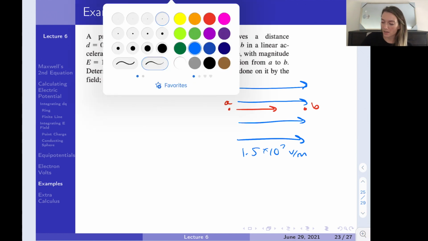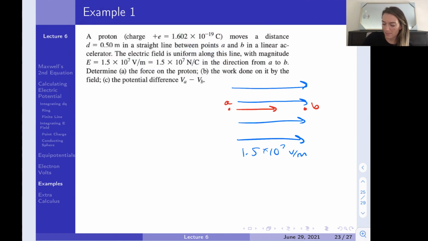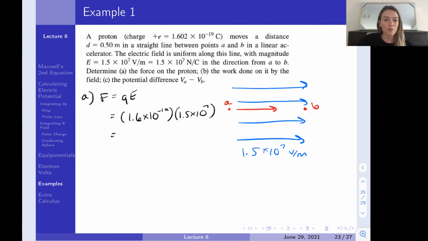So that's easy, because all we have to do for part A, the force on a charged particle from an electric field is just Q times E. So we have the charge of a proton is just 1.6 times 10 to the negative 19. The electric field, we were told, was 1.5 times 10 to the 7. And just plug that into your calculator, and for that you get 2.4 times 10 to the negative 12. And this will be in newtons. And this force will be in the positive, let's say this is the x direction. It will be in the same direction as the electric field.